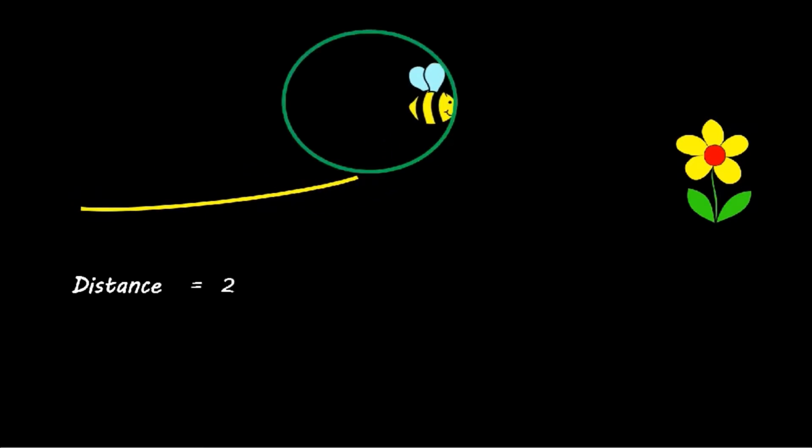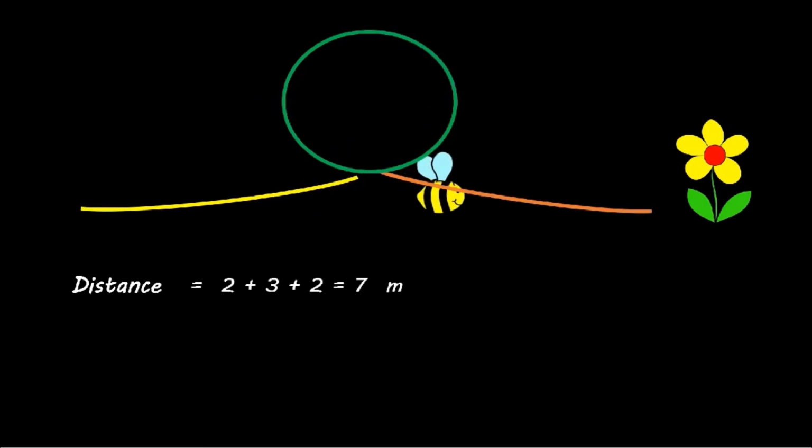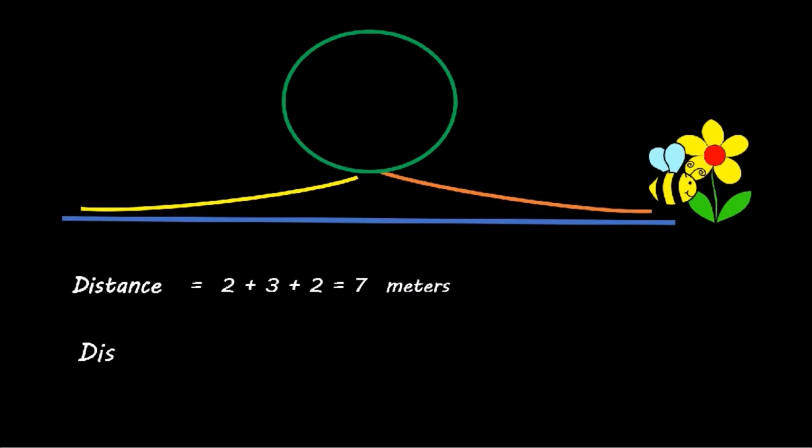In the first case, the value of distance, which is the length of the total path, is 2 meters plus 3 meters plus 2 meters. Total of 7 meters. And the value of displacement, which is the minimum distance, is 3.5 meters.